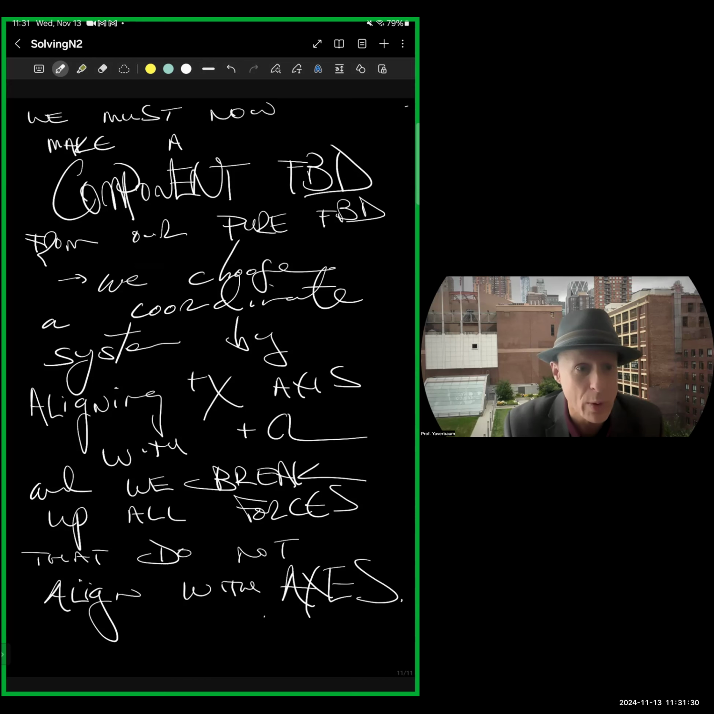So what this says is we must now make a component free body diagram from our pure free body diagram. How are we going to do that? We're going to choose a coordinate system.